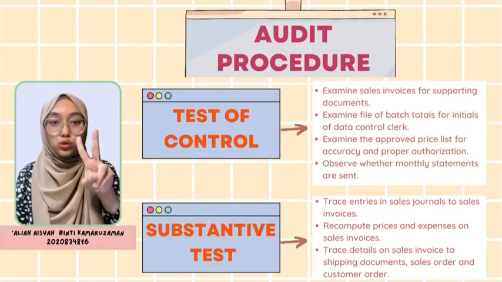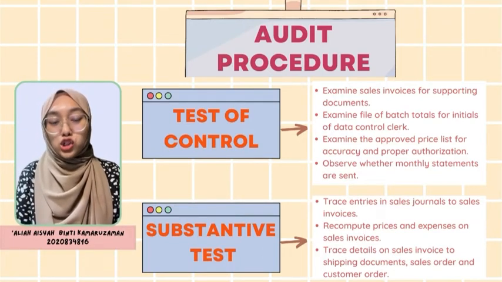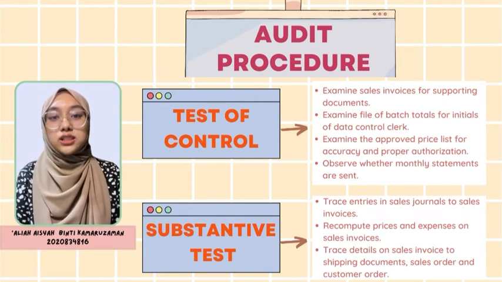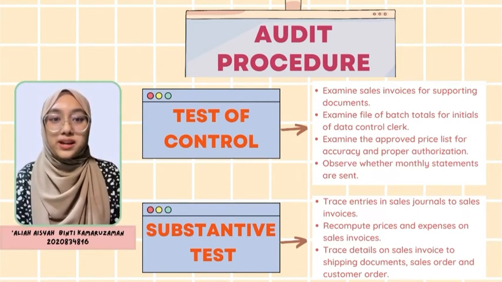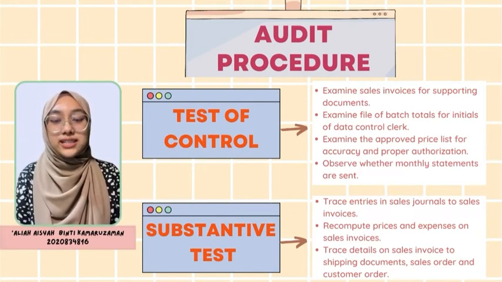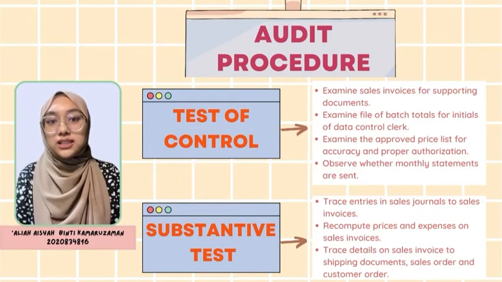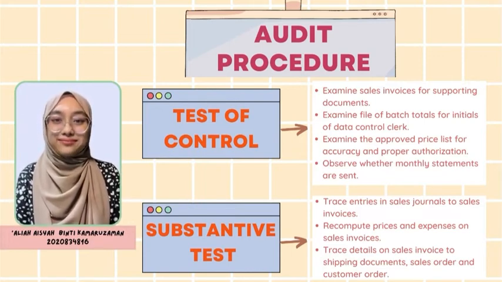It is divided into two, which are the test of control and the substantive test. There are a few tests of control, which are examine sales invoices for supporting documents, examine file of batch totals for initials of data control clerk, examine the approved price list for accuracy and proper authorization, and the last one, observe whether monthly statements are sent. For the substantive test, they are trace entries in sales journals to sales invoices, recompute prices and extensions on sales invoices, and the last one is trace details on sales invoice to shipping documents, sales order, and customer order.